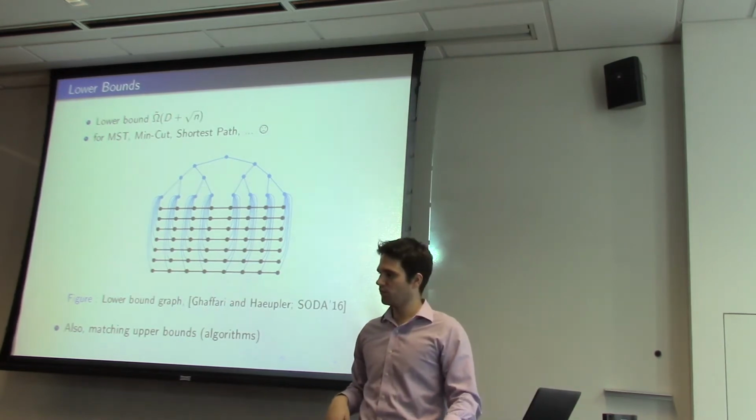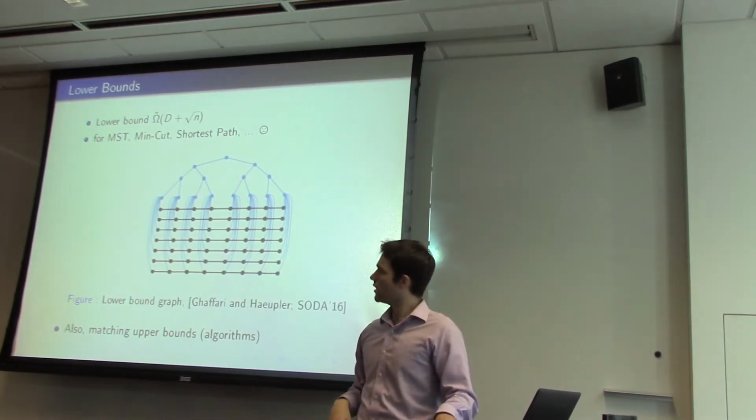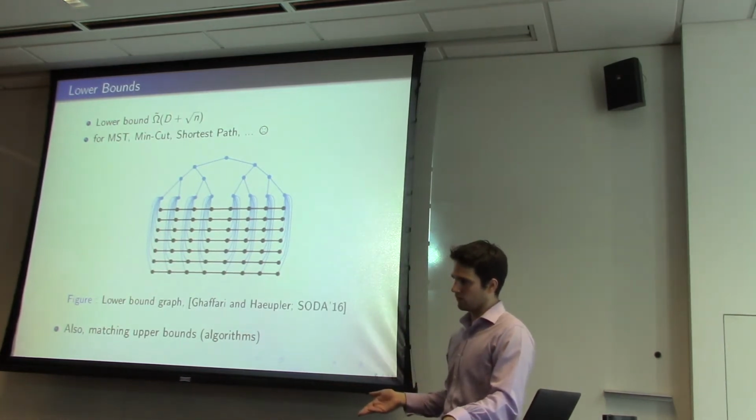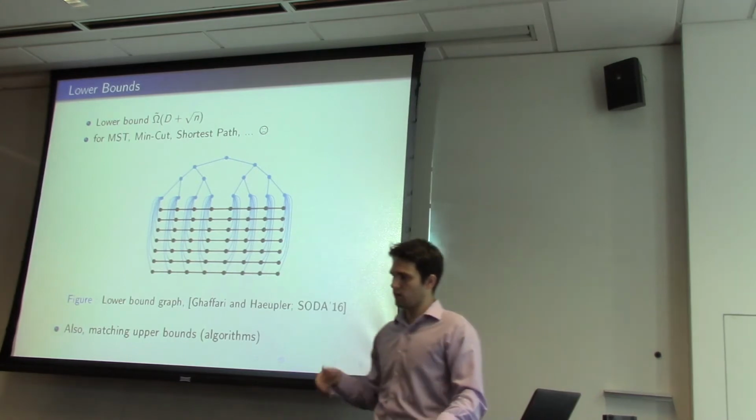Are we assuming randomized? Yes. So the reduction is to the set disjointness problem, which has a randomized lower bound. This is within randomized. You cannot do anything better.